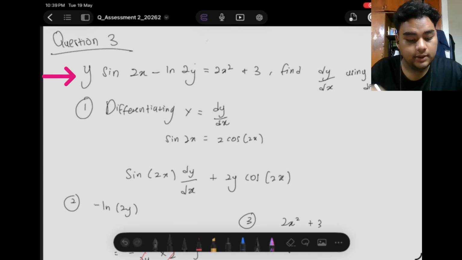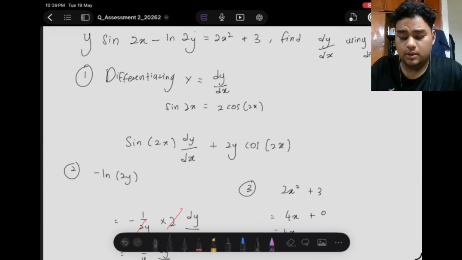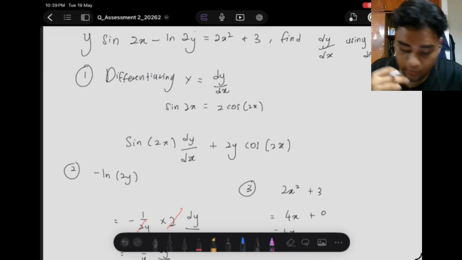Hello everyone, today I'll be explaining how to solve question 3, which asks us to find dy over dx using implicit differentiation for the equation y sin 2x minus ln 2y equals 2x squared plus 3. So why do we use implicit differentiation here? Because the variables x and y are tangled together, making it difficult to isolate y on its own.